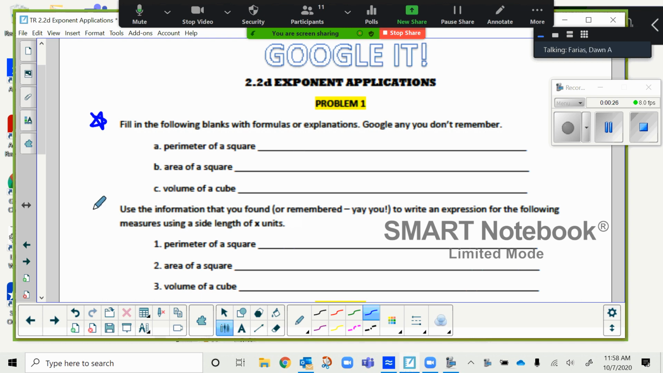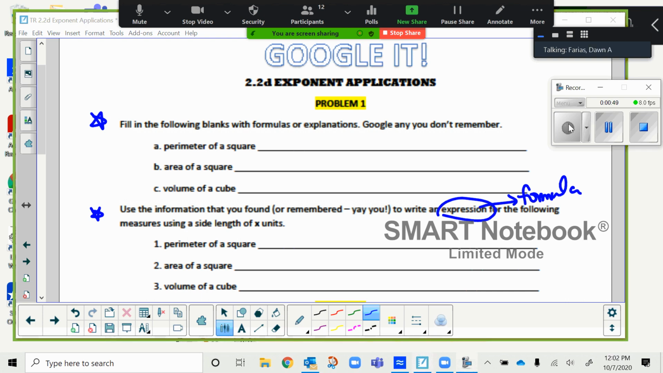And then you'll go to the second section that says, use the information you found to write an expression for the following things. So this means kind of like a formula. So see what you come up with. And if you're watching the video asynchronously, just pause and do these two sections on your own.